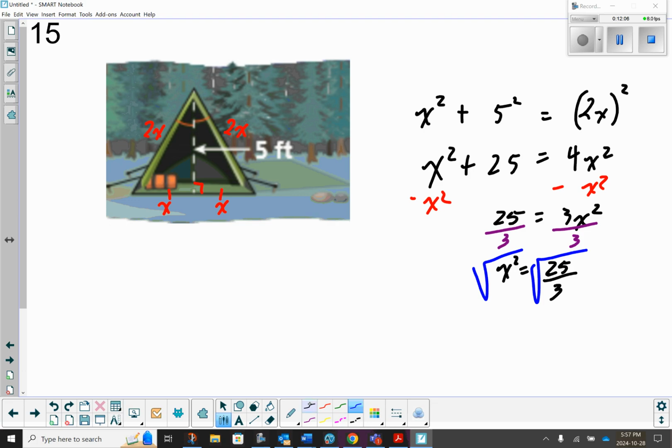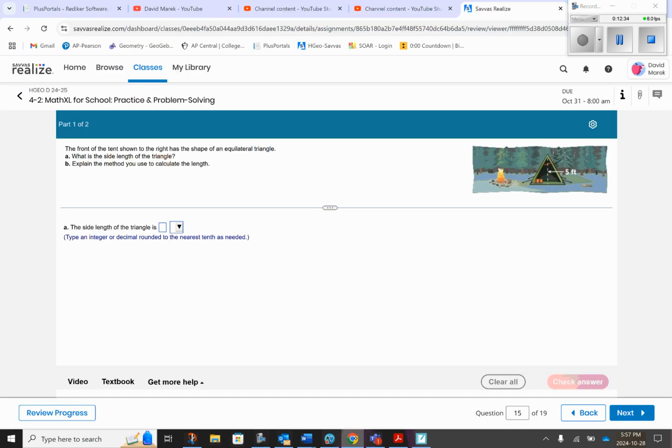In our case, x represents a measurement. You can't have a tent where the length of something there is a negative 2.9 feet. So in this case, we throw out the negative. Don't do that when you get to Algebra 2. All right, so I'm sorry, let me go back here, type an integer. We're taking a square root of a fraction there. That's not going to be an integer. Or a decimal rounded to the nearest tenth as needed.